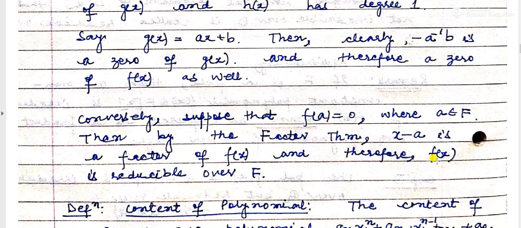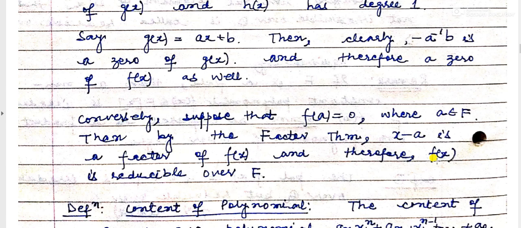And conversely, we assume that there is a 0 of f in F. f(a) equal to 0 where a belongs to capital F. Then by the factor theorem, x minus a is a factor of f(x) and therefore f(x) is reducible over capital F, because we are getting a factor of f(x). So we are getting f(x) equal to x minus a into some polynomial of F[x]. So f(x) is written as a product of polynomials of lower degree. So it's reducible over F.